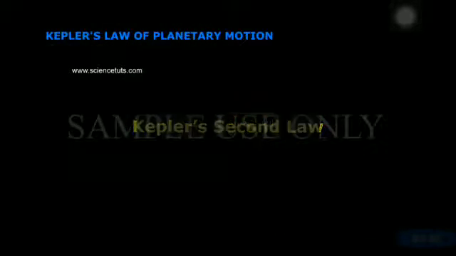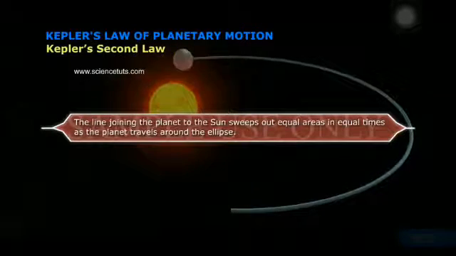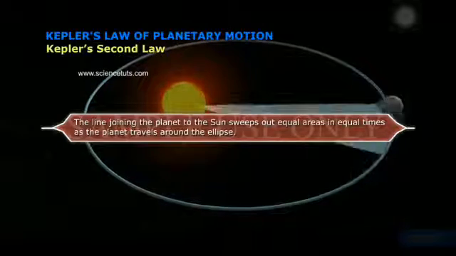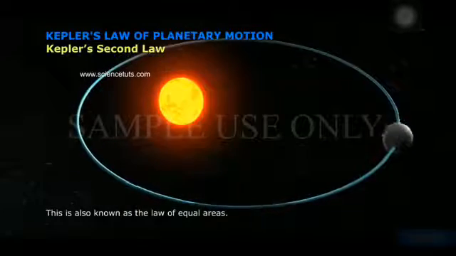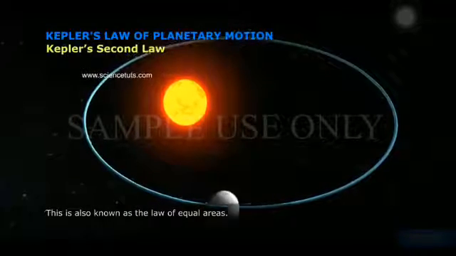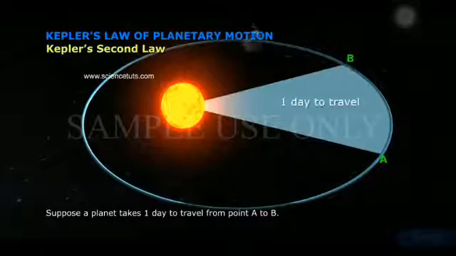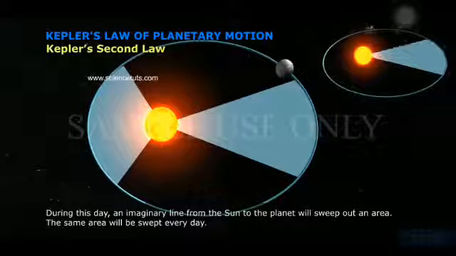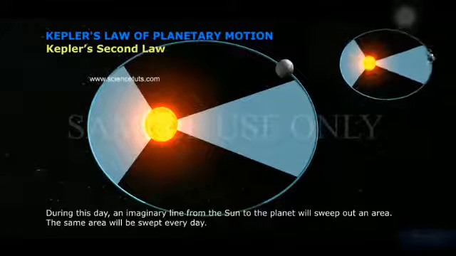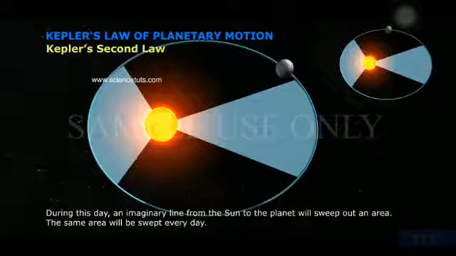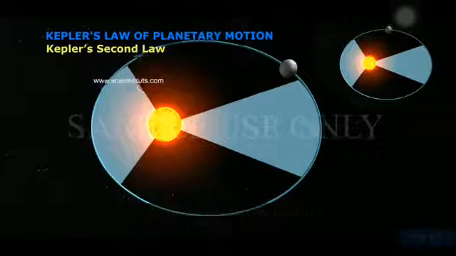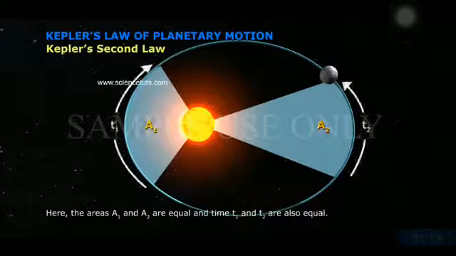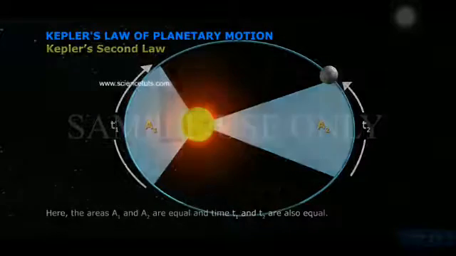Kepler's second law. The line joining the planet to the Sun sweeps out equal areas in equal times as the planet travels around the ellipse. This is also known as the law of equal areas. Suppose a planet takes 1 day to travel from point A to B. During this day, an imaginary line from the Sun to the planet will sweep out an area. The same area will be swept every day. Here, the areas A1 and A2 are equal and the times T1 and T2 are also equal.